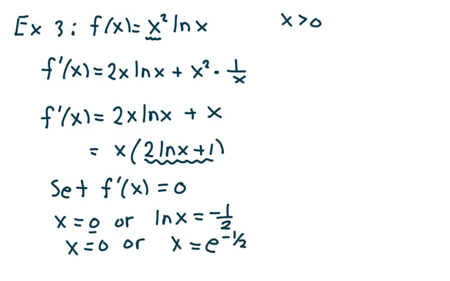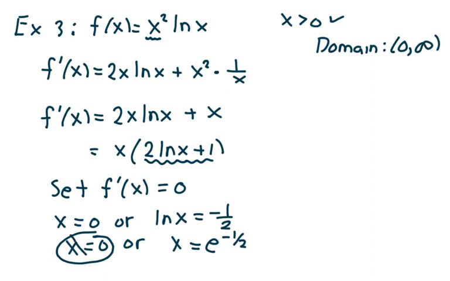But remember that x equals 0 doesn't make any sense, because in the original function, the domain here is from 0 to infinity. And so that is not a critical value. We can right away X that out. And so the only critical value that we're dealing with is e to the negative 1/2. Now, from here, I'll just use that. So we have f prime of x is 2x ln x plus x.